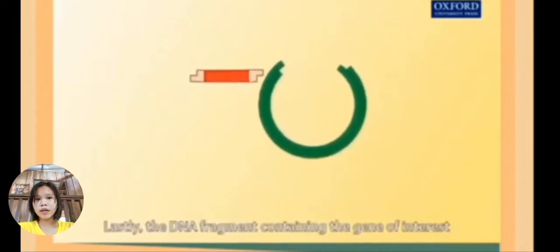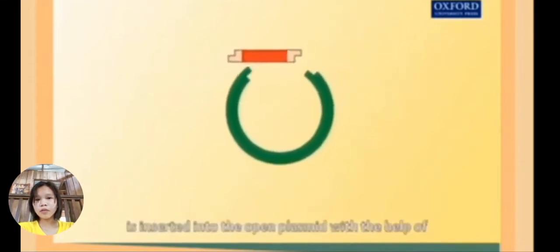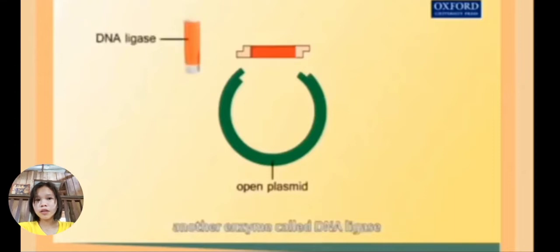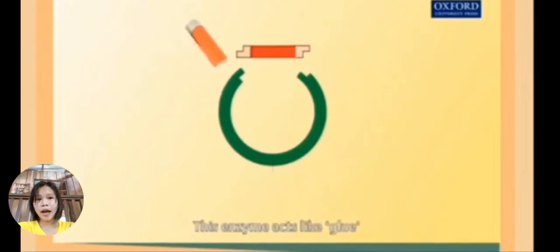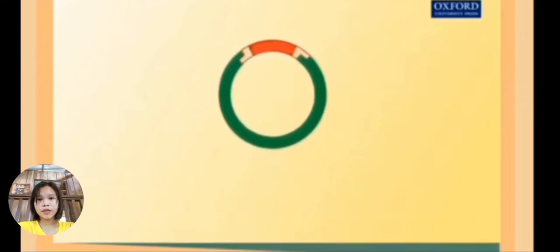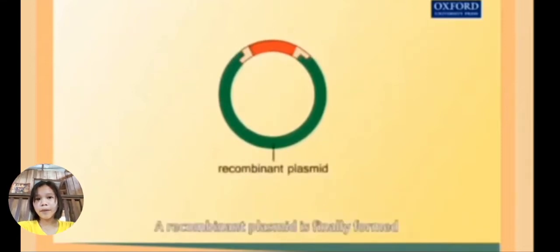Lastly, the DNA fragment containing the gene of interest is inserted into the open plasmid with the help of another enzyme called DNA ligase. This enzyme acts like glue. It catalyzes the joining of the DNA fragment and the plasmid. And then a recombinant plasmid is formed.